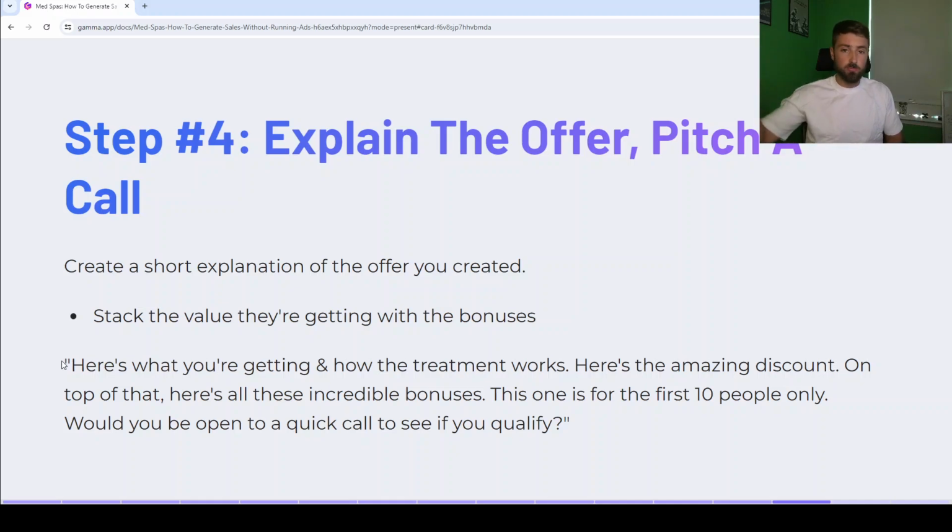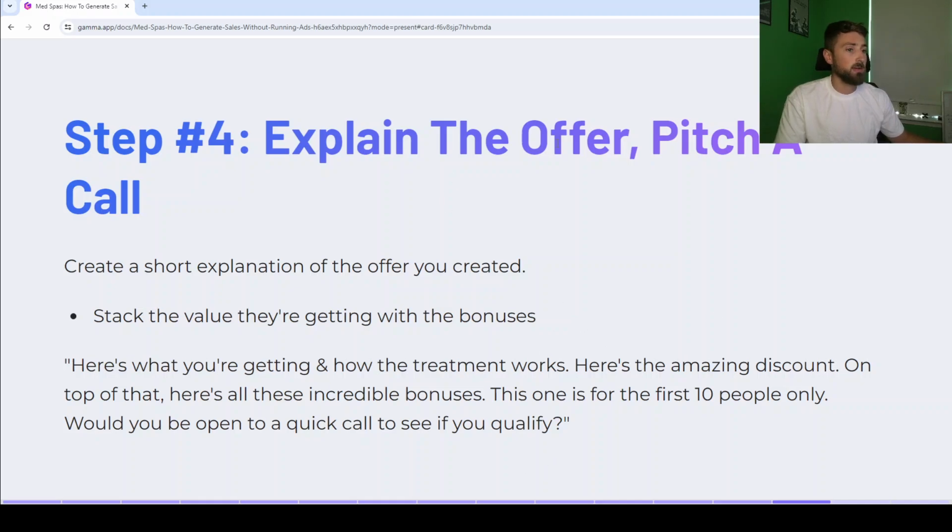So if someone says, yep, please send me over the details, I'm interested in that offer, then you would want to send them a text that explains: here's what you're getting and how the treatment works. Here's the amazing discount that we're giving, however many people. On top of that, here are all the incredible bonuses. This specific bonus is only for the first 10 people. Would you be open to a quick call to see if you qualify?